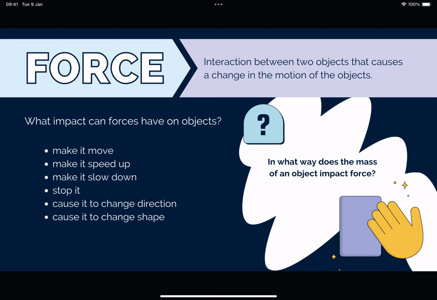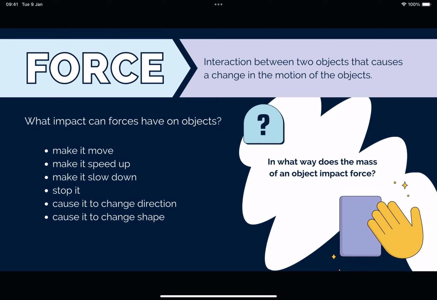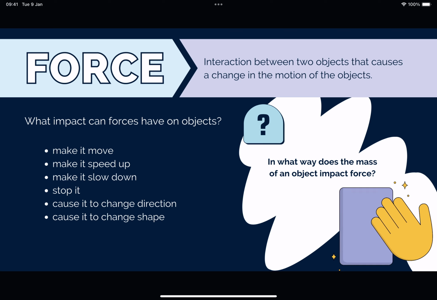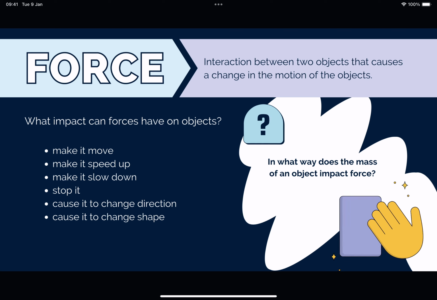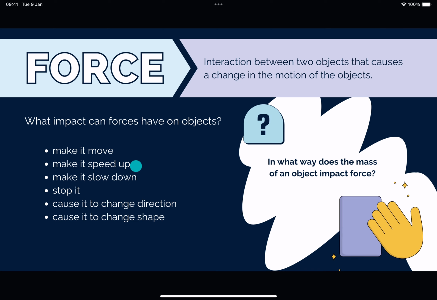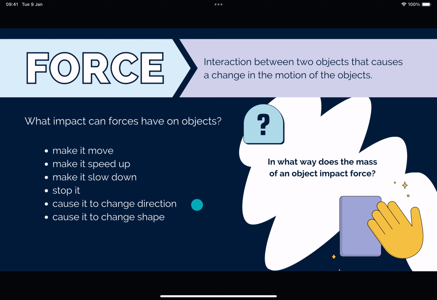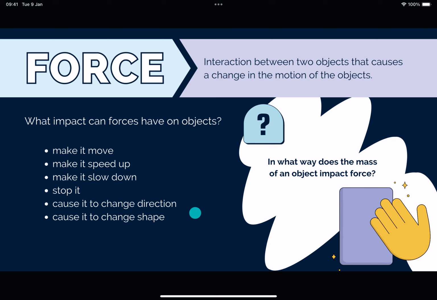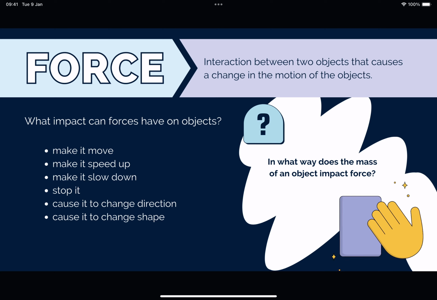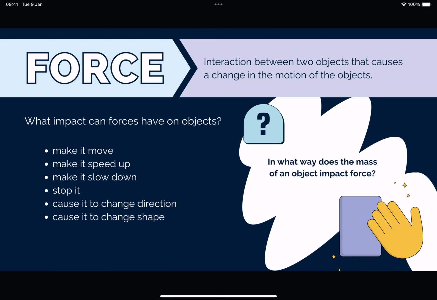We don't have to read or memorize the definition. However, we need to understand the concept because we are going to deal with practical examples. So what impact does force have on an object? First of all, it makes it move, makes it speed up, makes it slow down, stops it, causes it to change direction, or causes it to change shape. Even changing shape is a possibility, and we can take the example of a ball or a balloon. If we press it, then of course there is a change in shape.